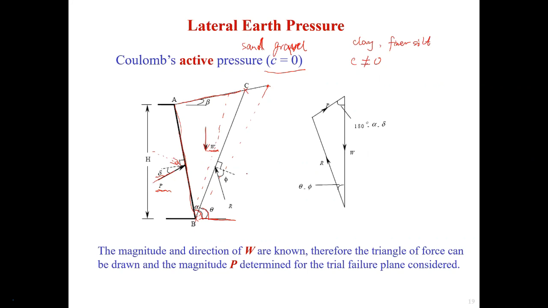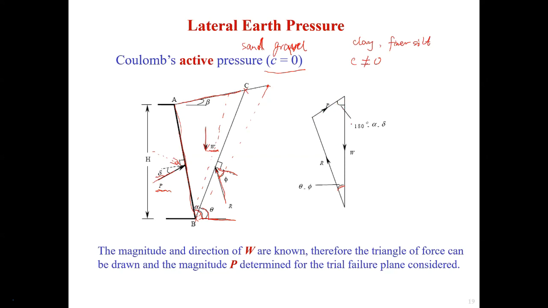And you also have the soil reaction at the failure plane, R, at angle phi to the normal line and below it. By now, only the magnitude and direction of W are known, so the force triangle can be drawn. We know W is in the downward direction. R, we just translate to here, and this angle is theta minus phi through some geometry relationship. And that's the P direction. So we move P here, and that's the corresponding included angle.